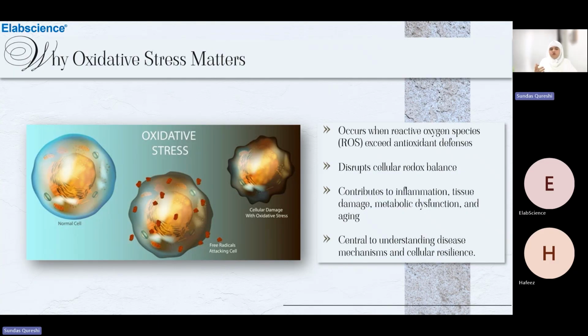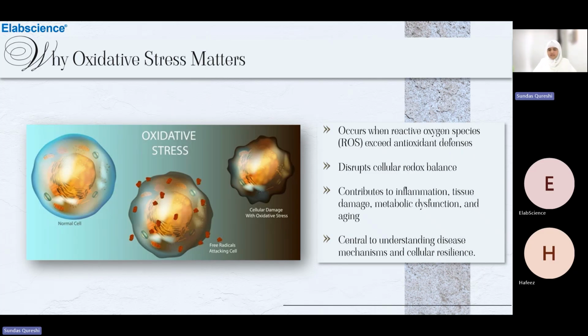Now, the most important question is why oxidative stress matters. But before that, we should know what happens when this oxidative stress occurs. So oxidative stress happens when the amount of reactive oxygen species surpasses the cell's antioxidant defenses, upsetting the balance that normally maintains the redox homeostasis.